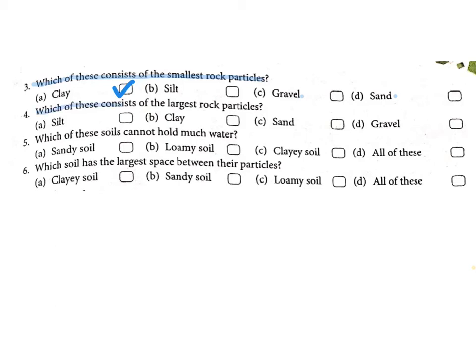Fourth question. Which of these consist of the largest rock particles? A. Silt, B. Clay, C. Sand, D. Gravels. And the answer is D. Gravels. Very good. The fifth question.